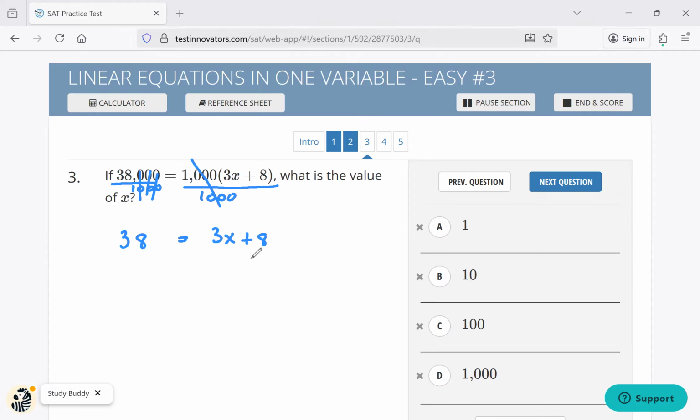Okay, go ahead and solve for x. So you're going to subtract 8 from both sides. So 38 minus 8 is 30 equals 3x. And then divide this by 3. And you get 10. Okay, that wasn't too bad because these are easy ones.